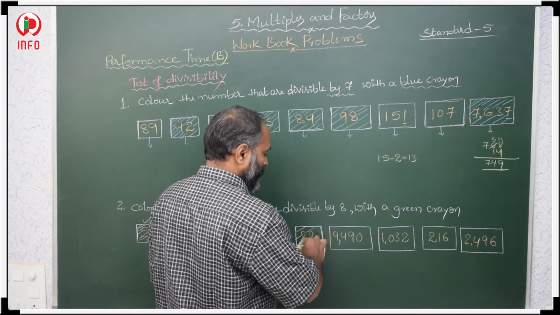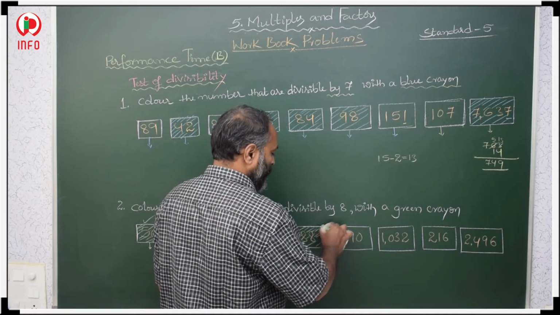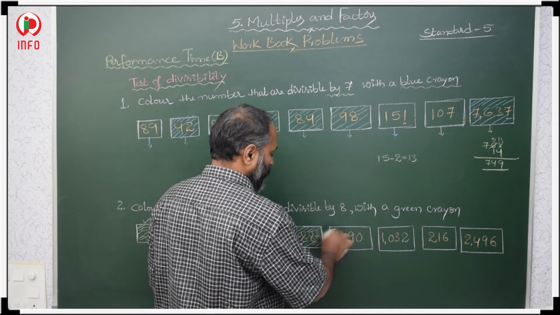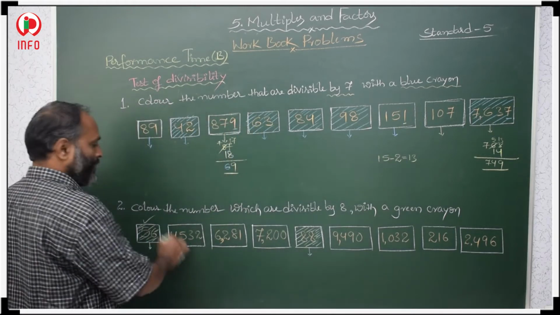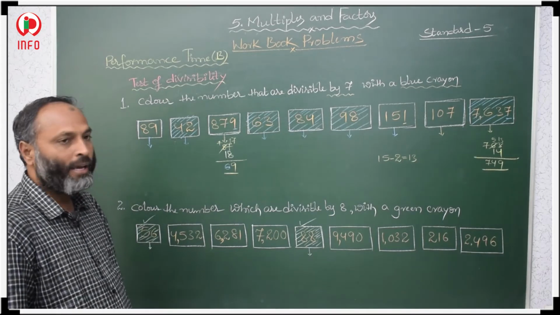8 11s are 88. This number is also divisible by 8. Then color it with the green crayon. So these two numbers are divisible by 8.